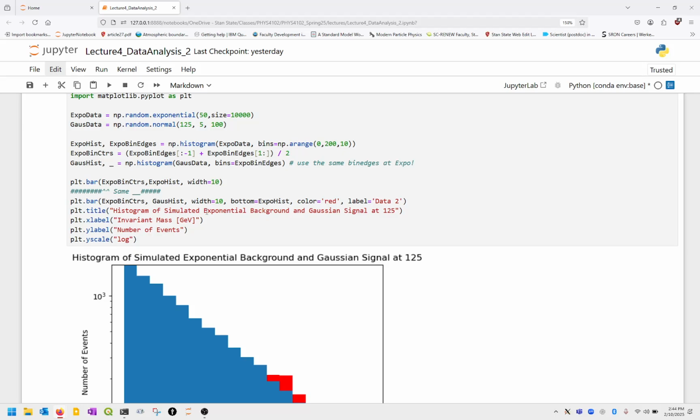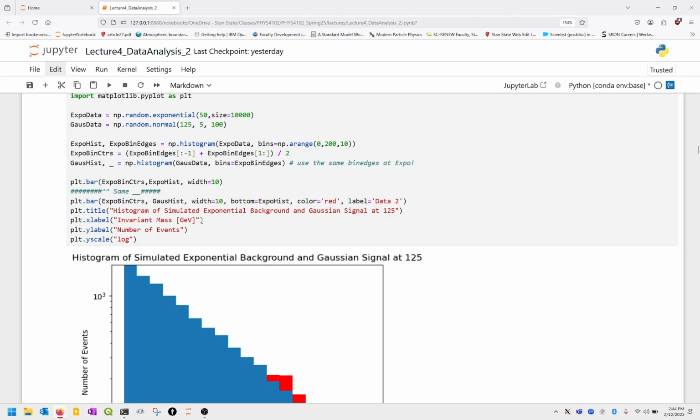Okay. All right. In fact, what you can do is just put a little underscore here. Instead of taking the exponential bin edge back, I just put a little underscore here as a way to dump this stuff out so I don't use it. Okay, it's just a trash bin.